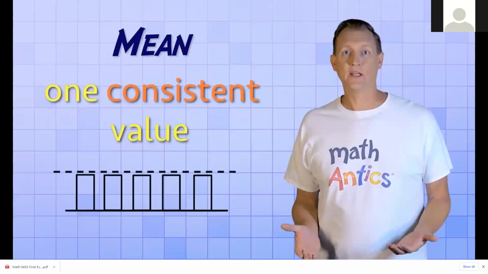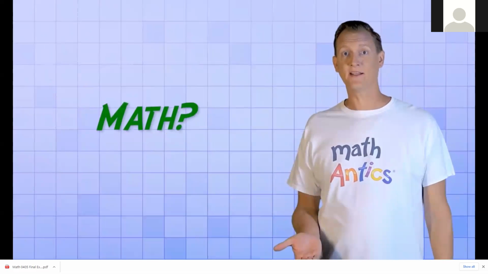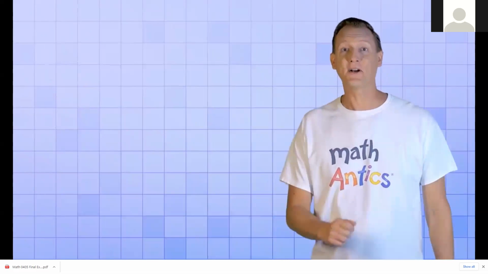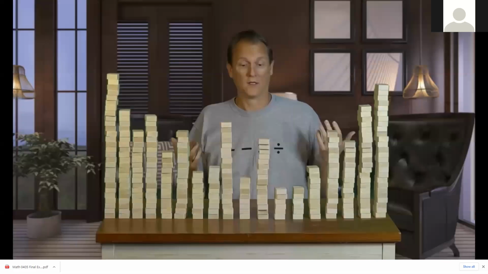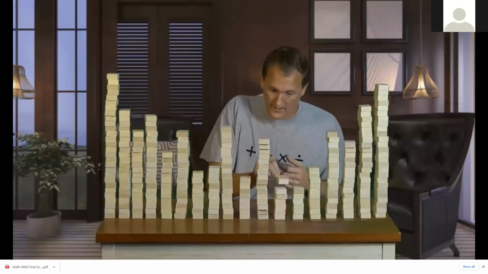But is there a way that we could use math to calculate the mean of a data set? After all, it would be very inconvenient if we always had to use stacks of blocks to do it. There's got to be an easier way. Oh, man.